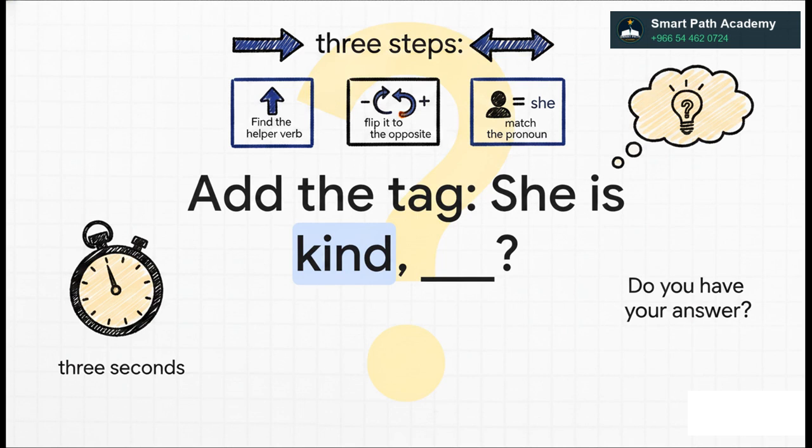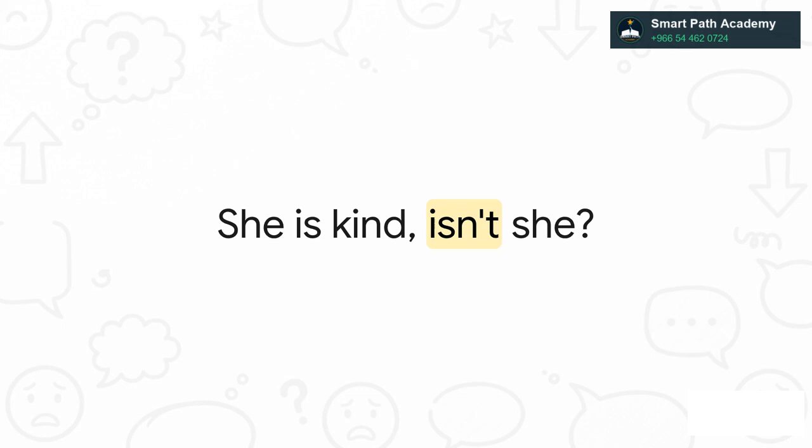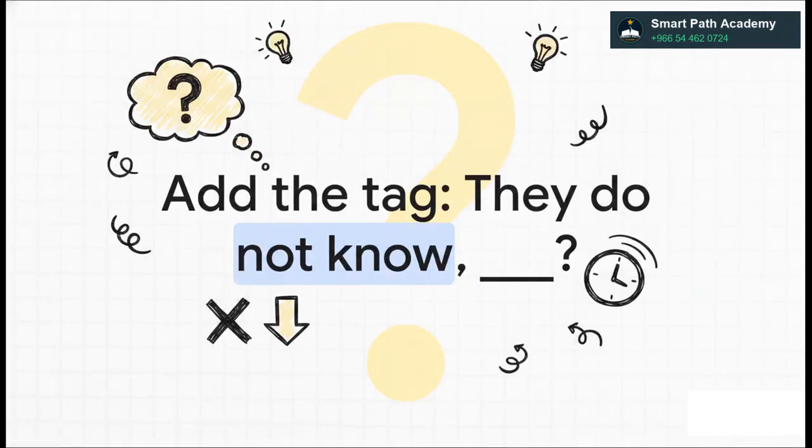All right, do you have your answer? Let's check. The correct sentence is, she is kind, isn't she? The positive is becomes the negative isn't, and we just carry over the pronoun she. Excellent job if you got that one. Ready for question 2? Add the tag here.